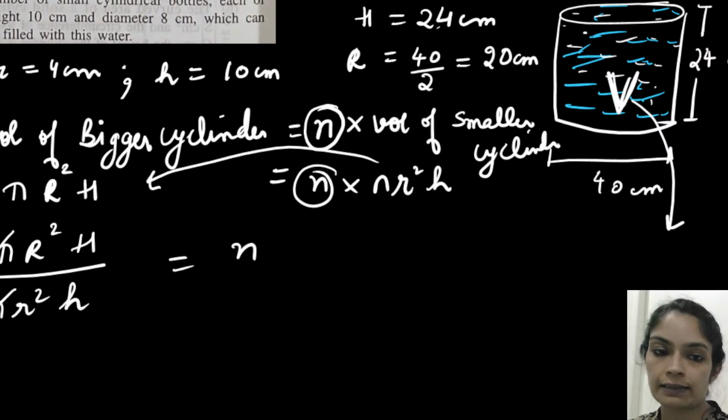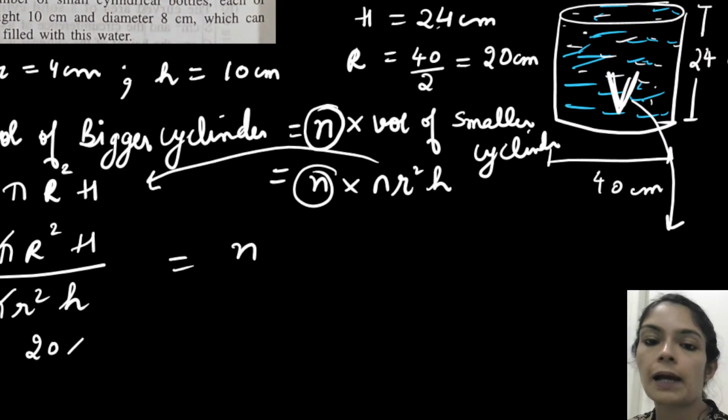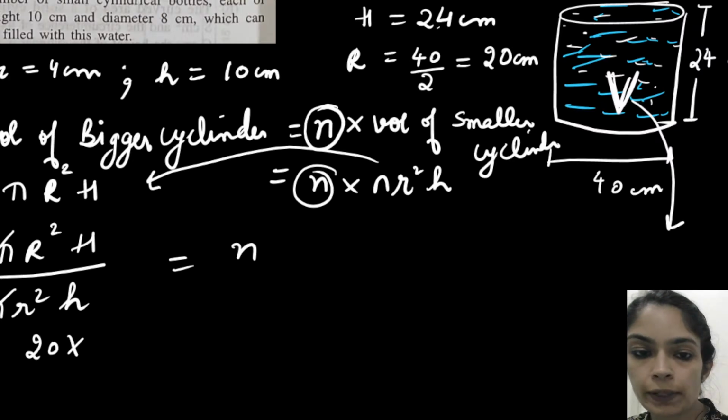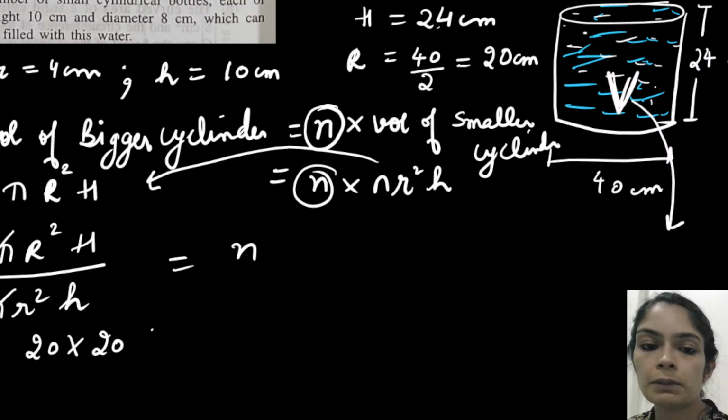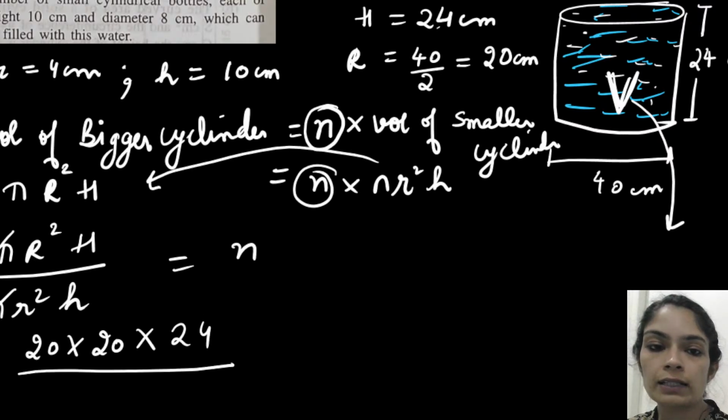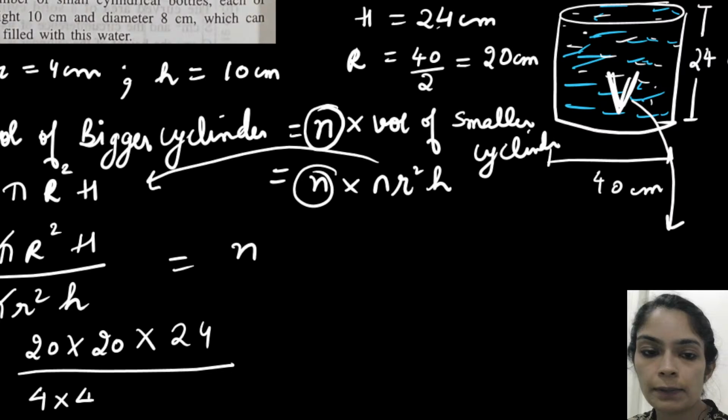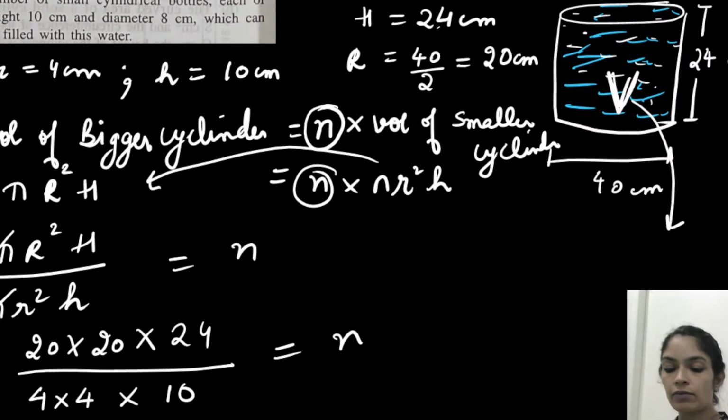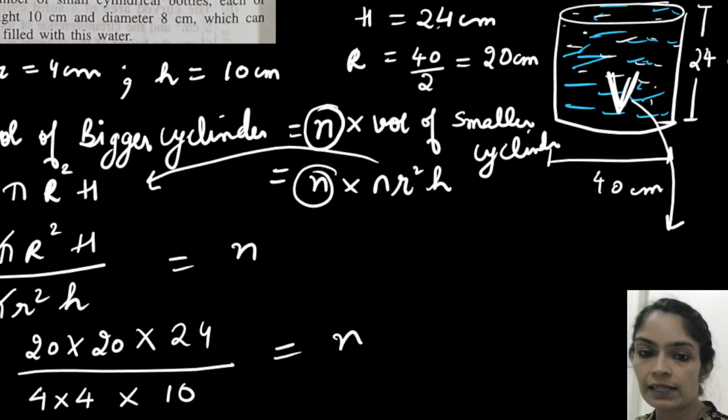Pi and pi will get cancelled. Now let's substitute the values. Capital R's value is 20, so 20 square means 20 into 20. Height is 24. Then small r's value is 4, so 4 square means 4 into 4. Height here is 10. See, you can see I haven't done any of the multiplication. In these types of questions, don't do any multiplication. Just shift the terms here and there, do cancellation, and you can easily find the answer.